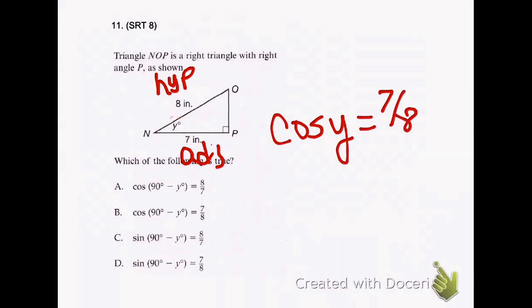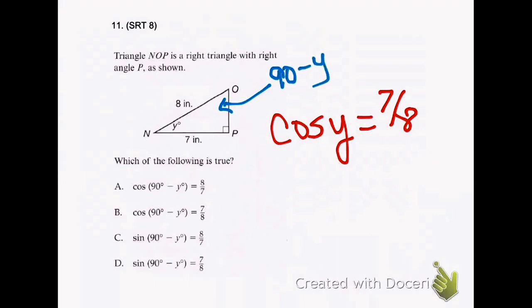Now, if you notice, all your answers are not talking about angle Y, they're talking about 90 minus Y. And the angle that equals 90 minus Y would have to be the other acute angle. So angle O would have to equal 90 minus Y. That's how you would find angle O. You would subtract the measure of the other acute angle from 90.